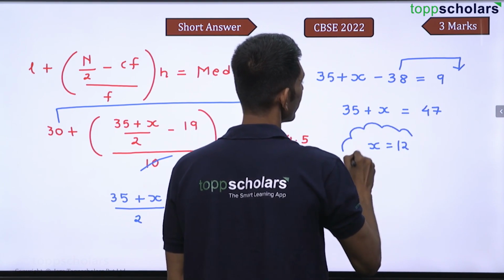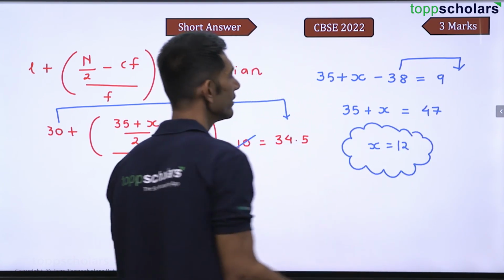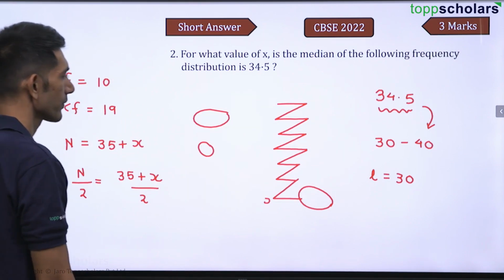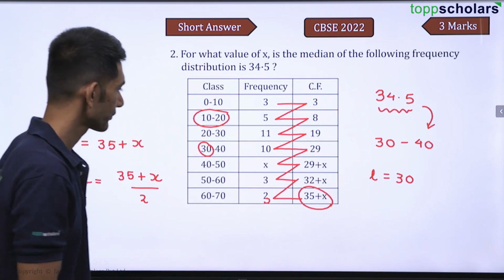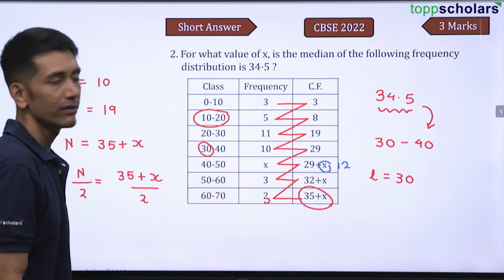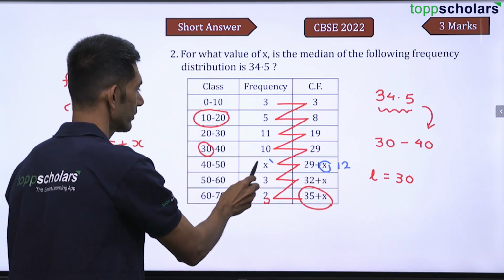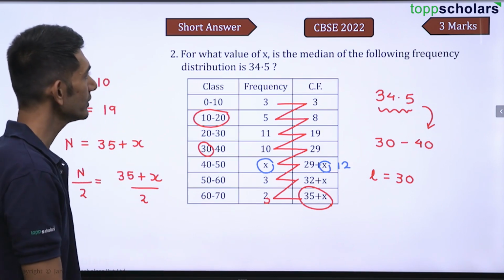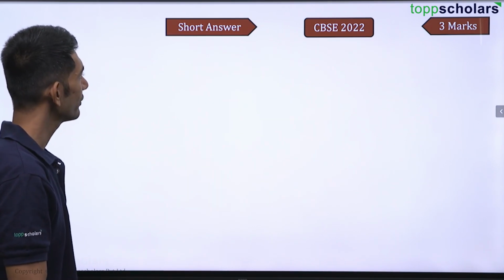So what is the value of x? The value of x that you get is 12, right? So it is over here. So this becomes 12, right? This is also 12. So I hope you have understood this question. Very easy. Let's continue further.